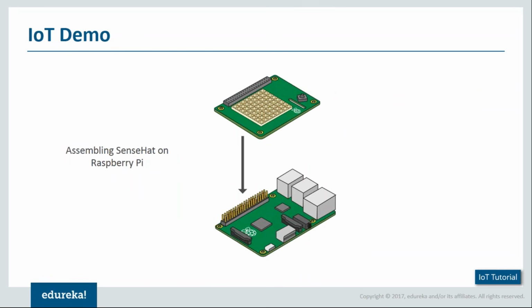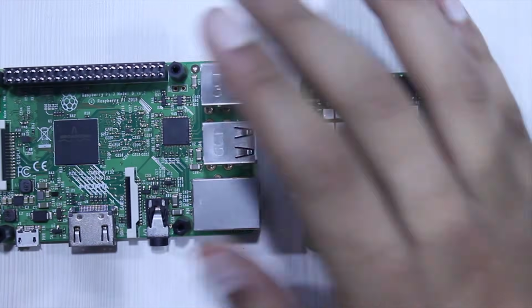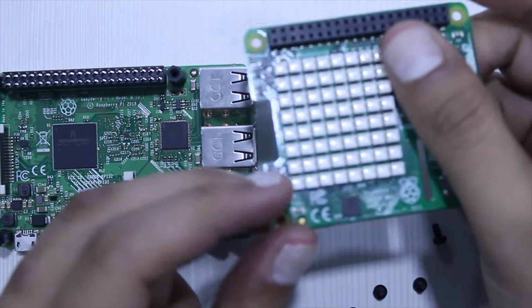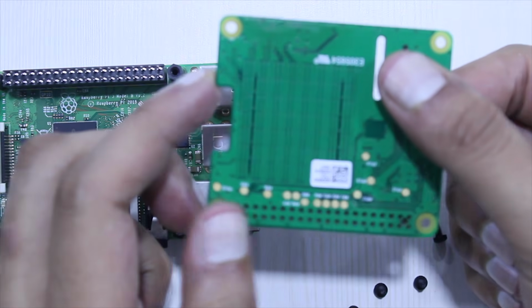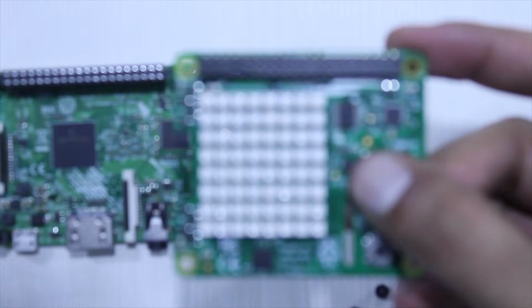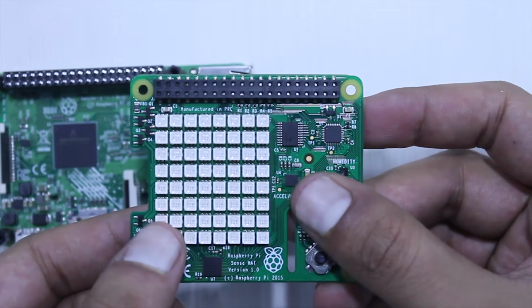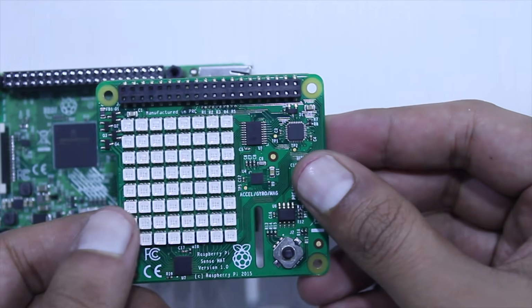First, let me show you what the Sense HAT is and how you can assemble it on the Raspberry Pi. This is my Raspberry Pi unit, and this is what I was referring to, the Sense HAT board. This is a simple additional board that you can add on top of your Raspberry Pi. It's quite simple, but how it's different is that in comparison to your Raspberry Pi, there is an 8x8 digital LED display present here. So you can use this for various different purposes as per your requirement.